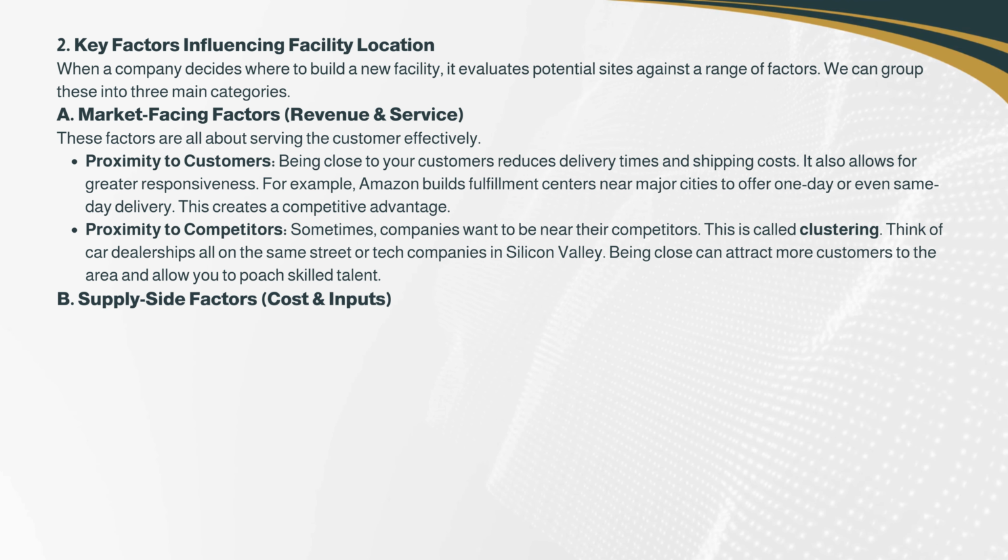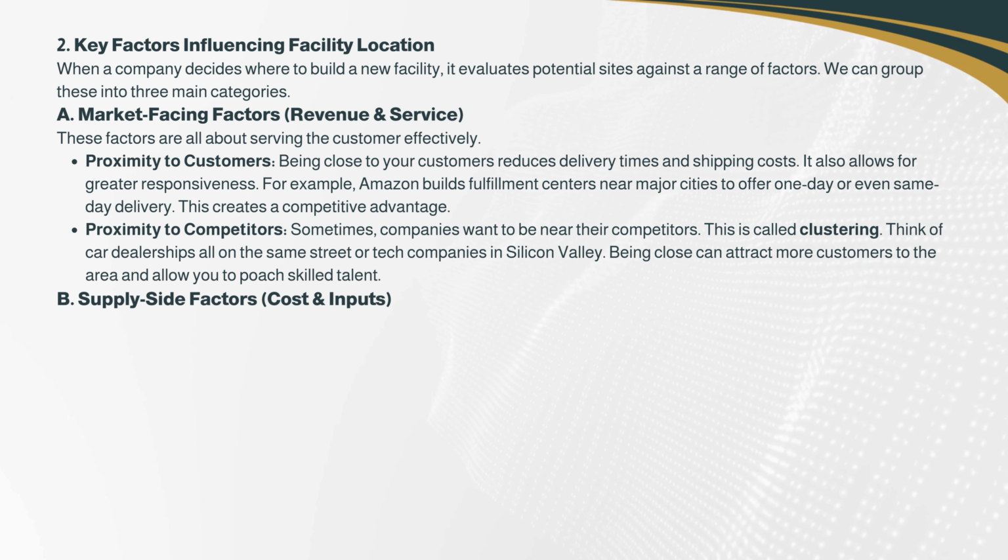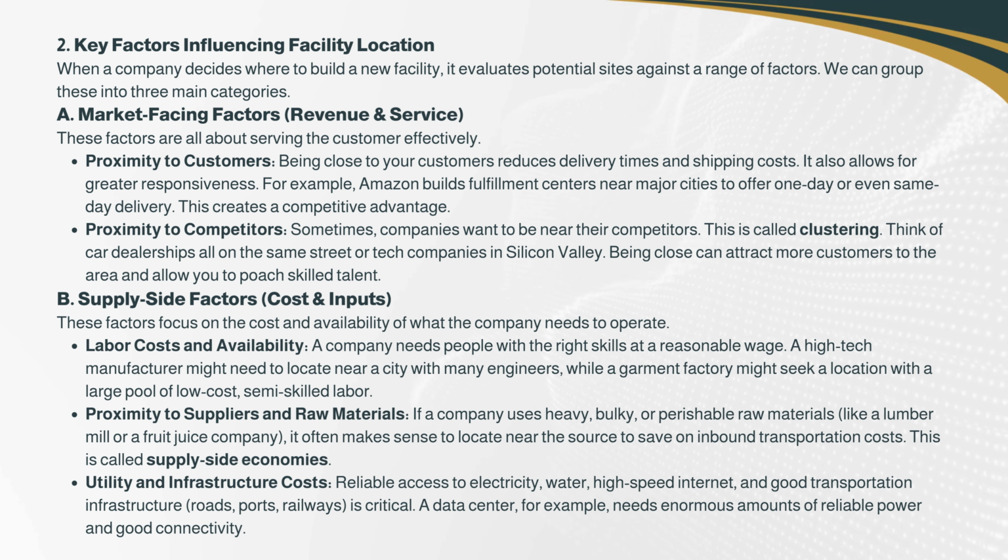B. Supply-side factors, cost and inputs. These factors focus on the cost and availability of what the company needs to operate. Labor costs and availability. A company needs people with the right skills at a reasonable wage. A high-tech manufacturer might need to locate near a city with many engineers, while a garment factory might seek a location with a large pool of low-cost, semi-skilled labor.